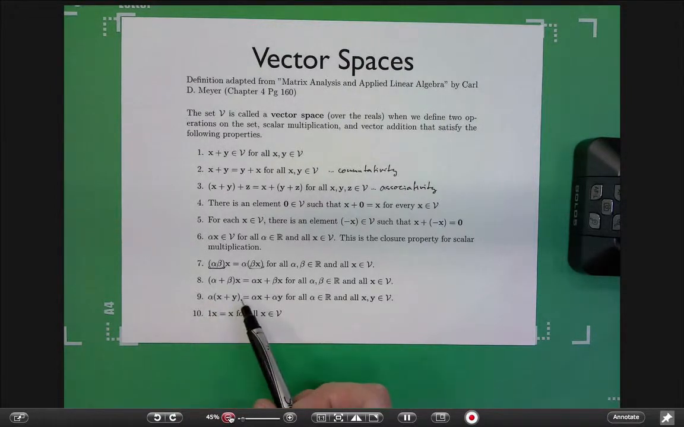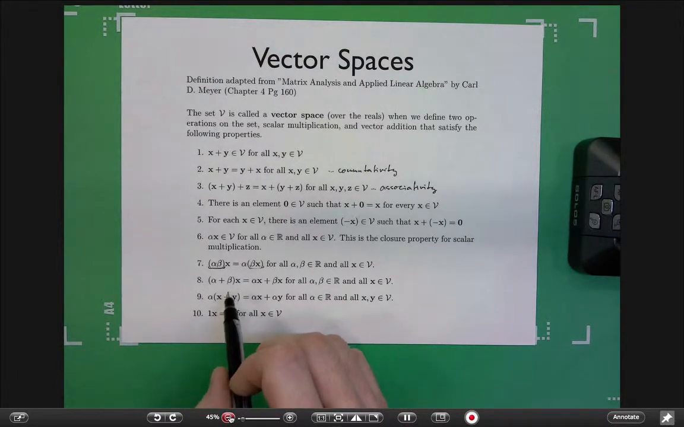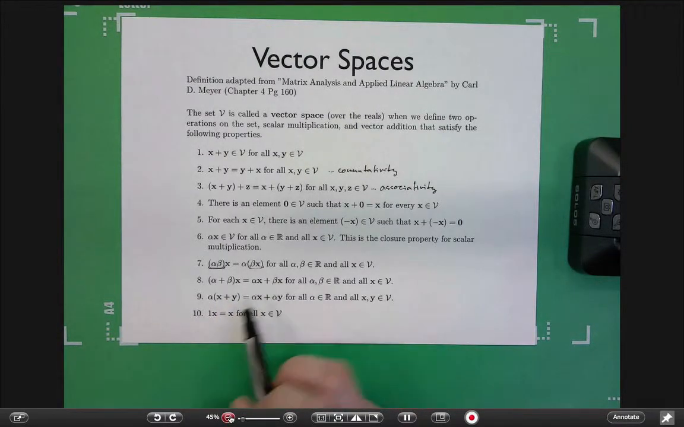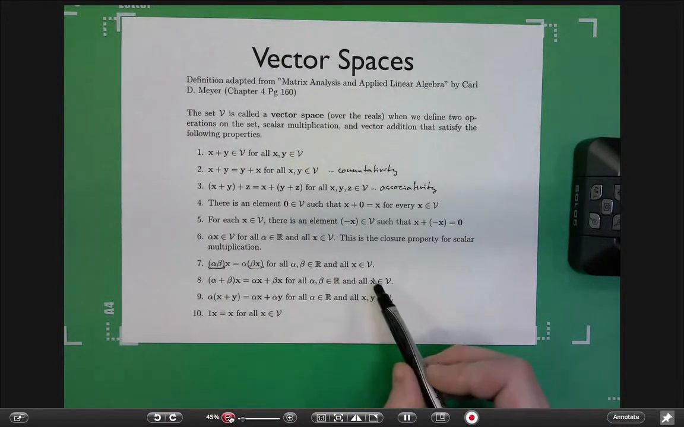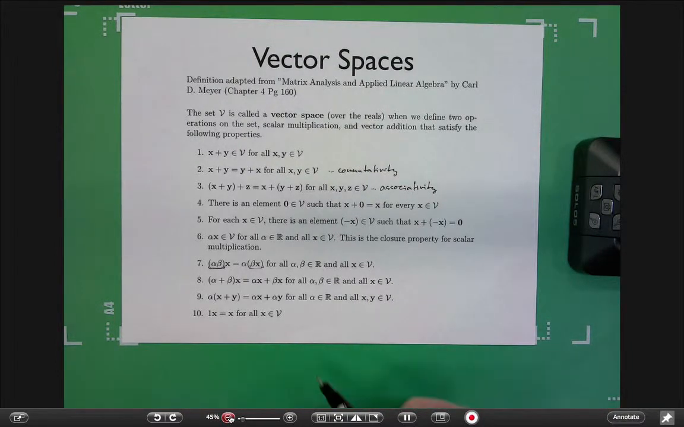So number 8 is one form of distributivity. It's saying that it doesn't matter if I first add alpha and beta and then do the scalar product with x, or do first the scalar product alpha x and then beta x and sum these two together. So that's one type of distributivity. I guess number 7 could be associativity with respect to scalar multiplication, if you wanted to name it somehow. And number 8 would be distributivity with respect to addition of scalars, or something like that.